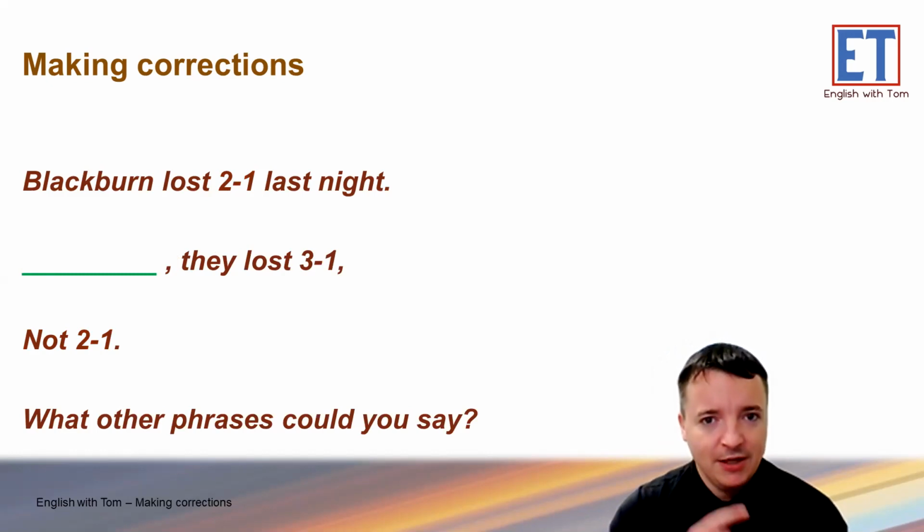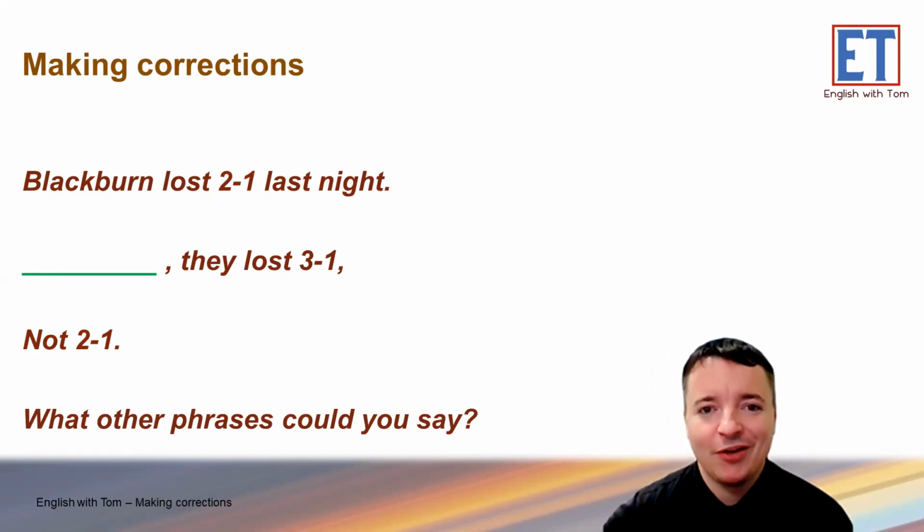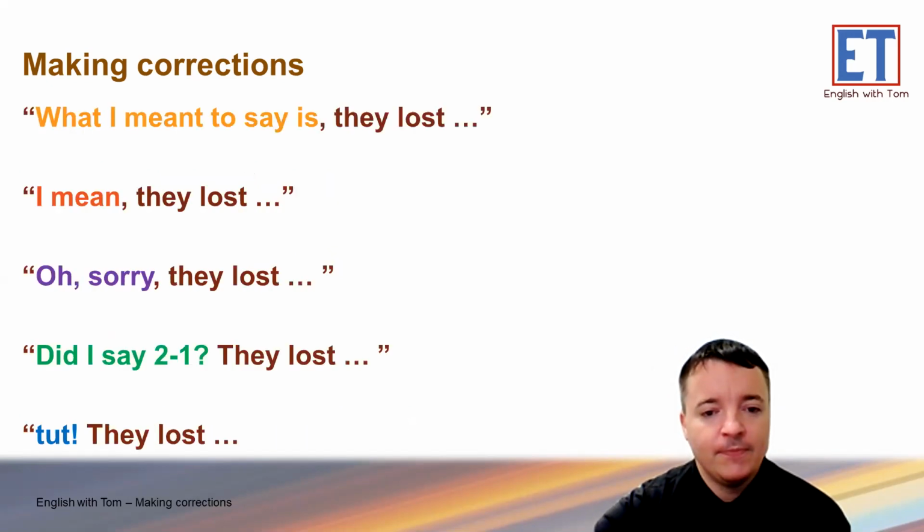If you had a good eye, you noticed on the first slide at the beginning of the video. Here are some extra phrases or words you can use. What I meant to say is they lost 3-1. I mean, they lost 3-1. Oh, sorry, they lost 3-1. Did I say 2-1? They lost 3-1.